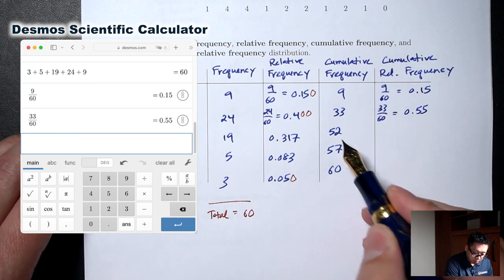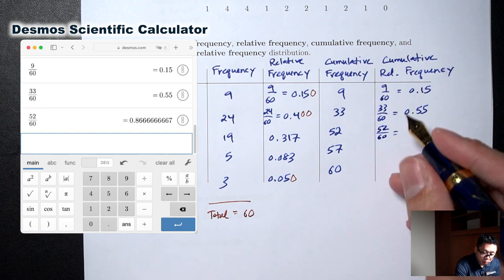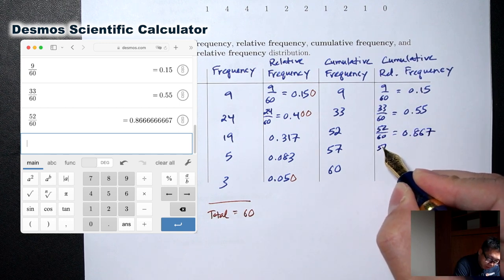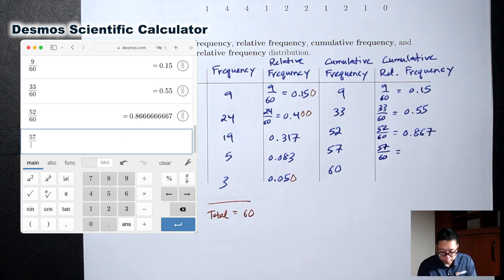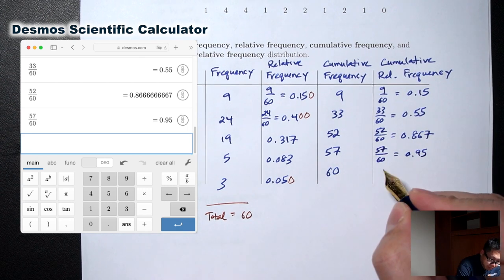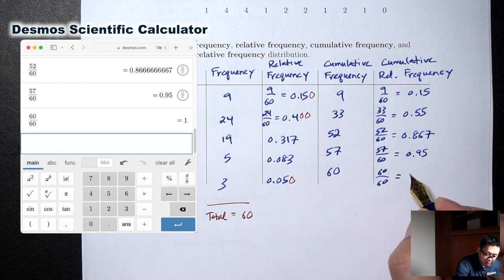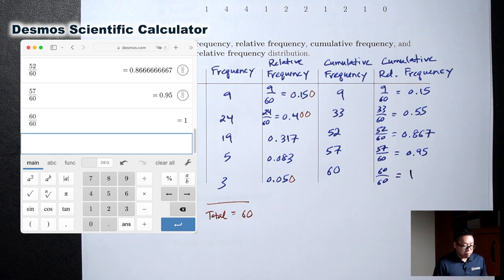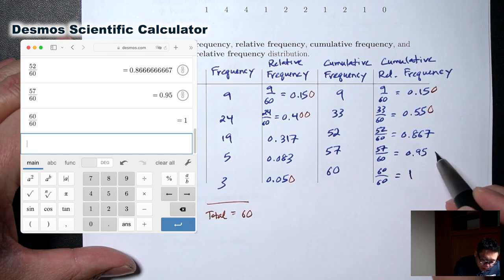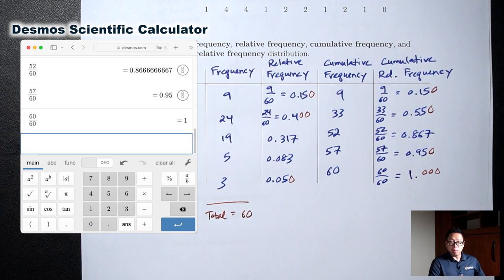.15. Next up, 52 divided by 60. Rounded to 3 decimal places, this is 0.867. Next up, 57 divided by 60. 0.95. Next up, 60 divided by 60. 1. And then just like before, I want to add on zeros at the end so that everything has 3 decimal places. So I'm going to add on a 0 right here, a 0 right here. 867 already has 3, 950, 1.000. Okay, and that's just going to help me if I need to compare these numbers later on.